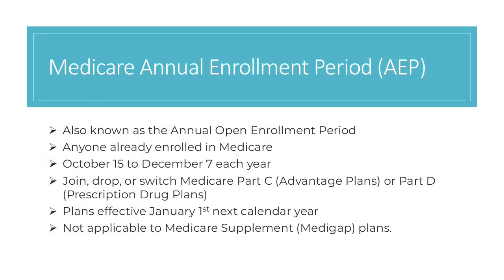Finally, once you are on Medicare, every year you have an opportunity to change plans during the Medicare Annual Enrollment Period. It's your opportunity to join, drop, or switch government-subsidized Medicare Part C Advantage or Part D prescription drug plans effective for the next calendar year. The Medicare Annual Enrollment Period begins October 15th and ends December 7th. Note that Medicare supplements or Medigap plans are private insurance policies and are not part of the Annual Enrollment Period.